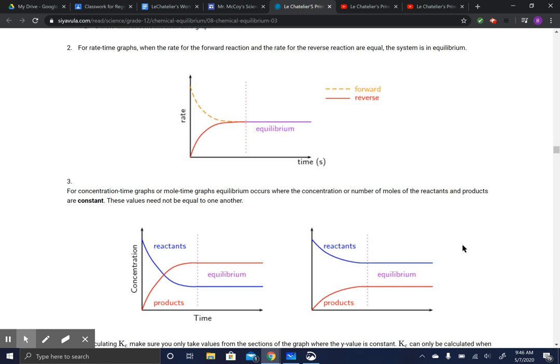Hey guys, so this is going to be somewhere between 10-15 minutes, teaching a little bit about equilibrium reactions. The first thing you see here are graphs. And I know this is tough, right?